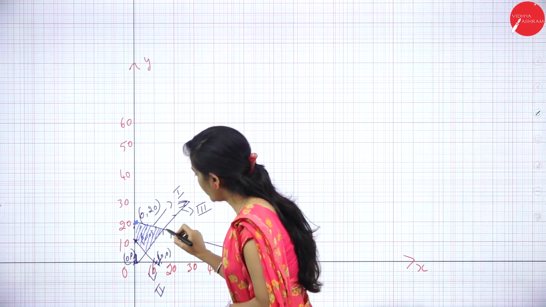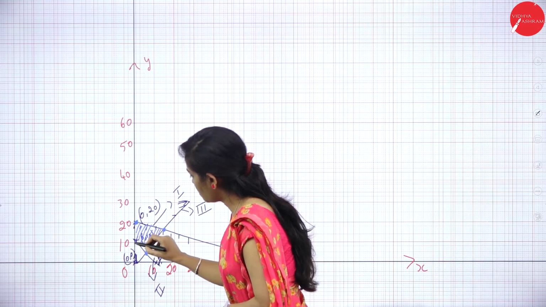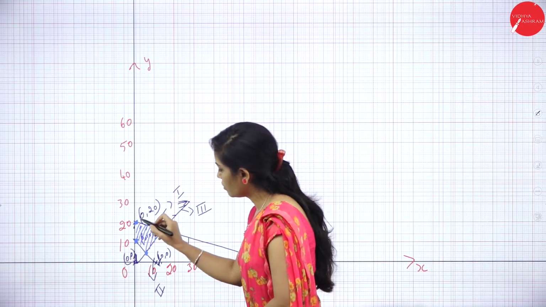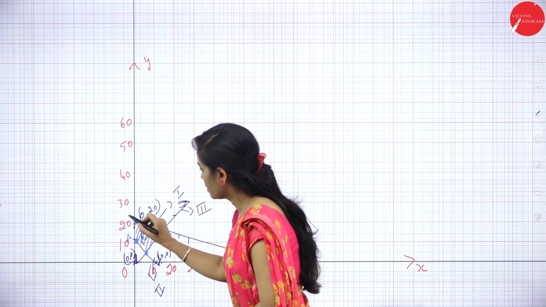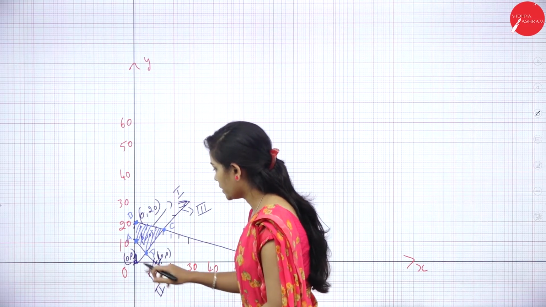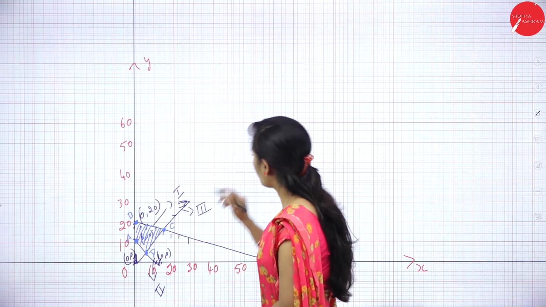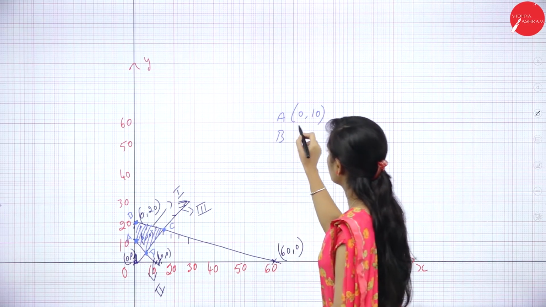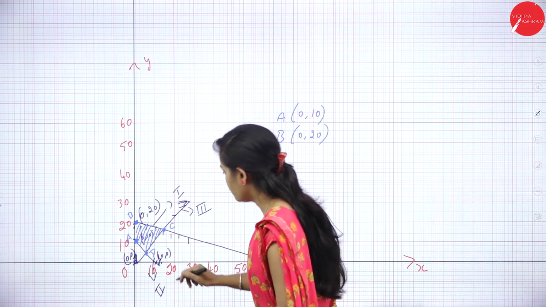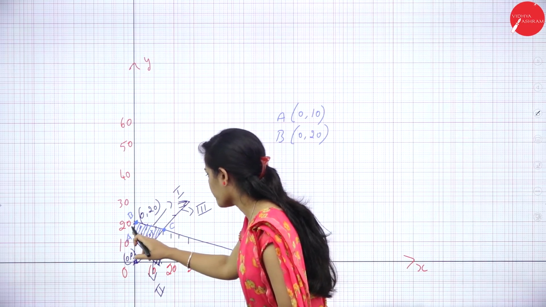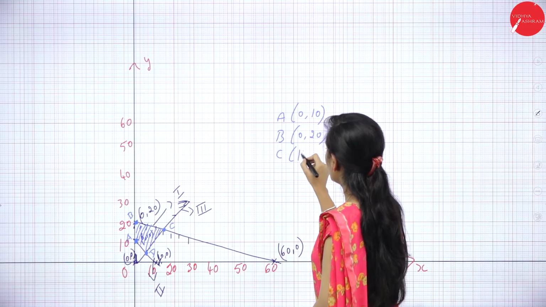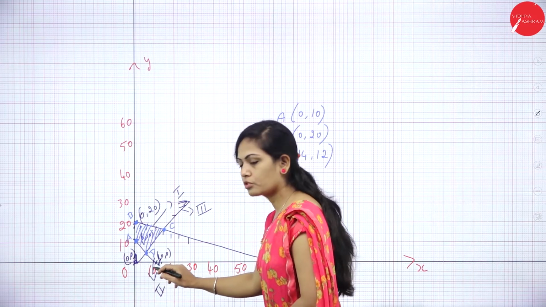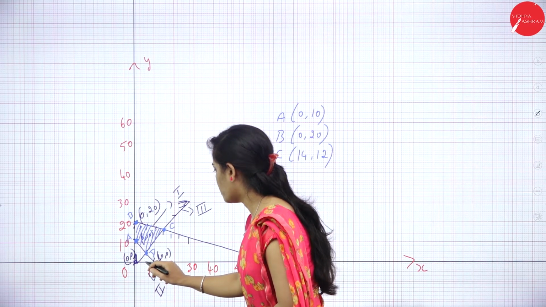So these are my corner points. This is a corner point, this is a corner point and again this is a corner point. We have 4 corner points: A, B, C and D. So the first corner point is 0, 10, and the second corner point is 0, 20, and the third one is 14, 12. And the fourth corner point is 5, 5.